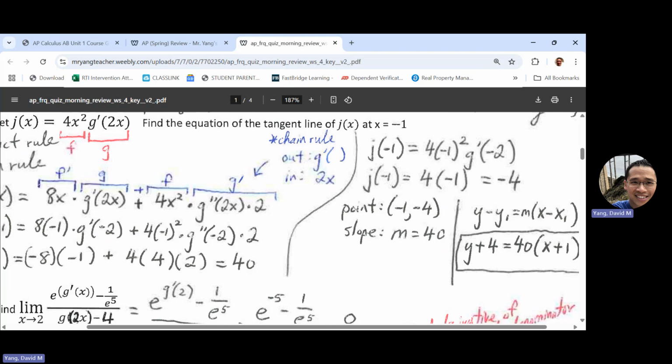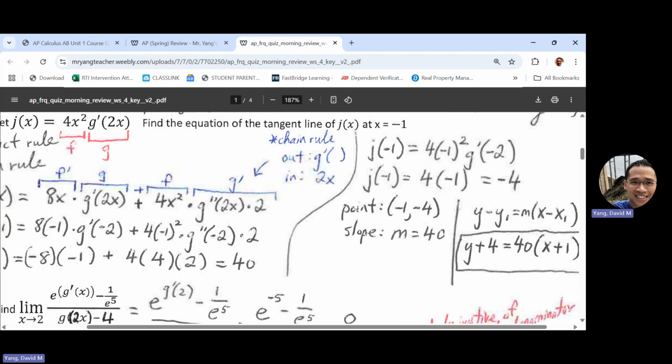So after replacing all the x's with 2, we should get 0 over 0. And now we have the green light to apply L'Hopital's rule. So take the derivative of the numerator, take the derivative of the denominator. Then once you get the derivative version of your expression, plug 2 back in.